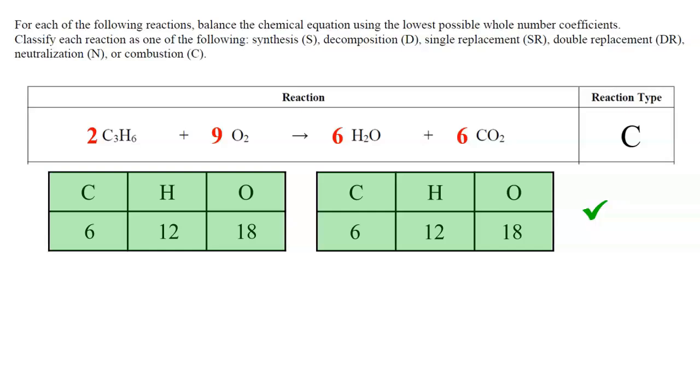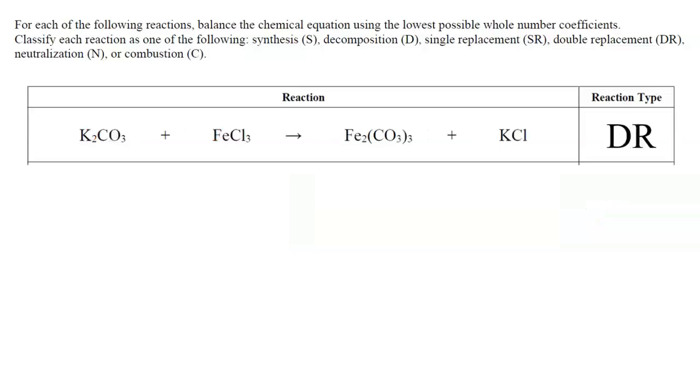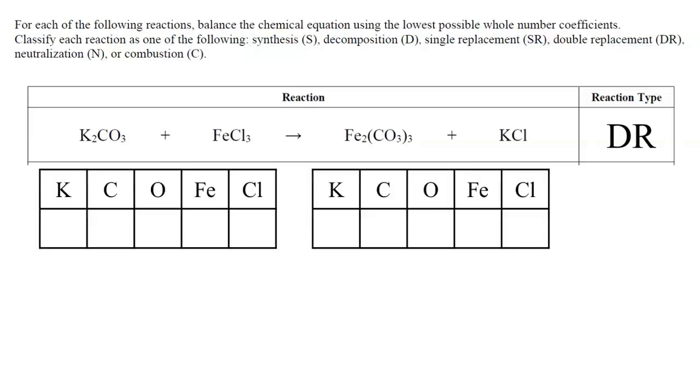So this equation is balanced, and the coefficients from left to right are 2, 9, 6, and 6. Here is our next equation, and the elements on each side of the equation are potassium, carbon, oxygen, iron, and chlorine. Let's count how many of each type of element we have on both the left side and the right side of the equation.